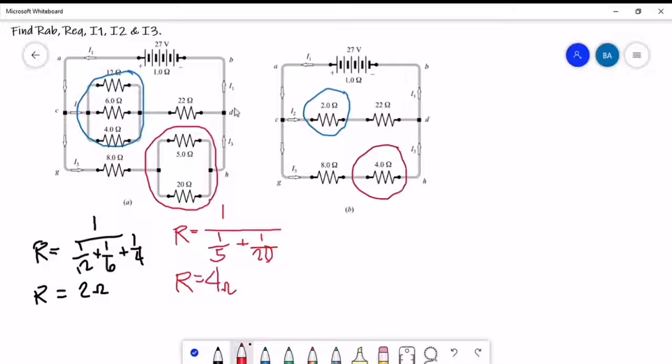So our circuit will be transformed into this one. Again, we combine the resistances for this branch, and we also combine the resistances for this branch, and then we have 2 ohms and 4 ohms now. So we have that.